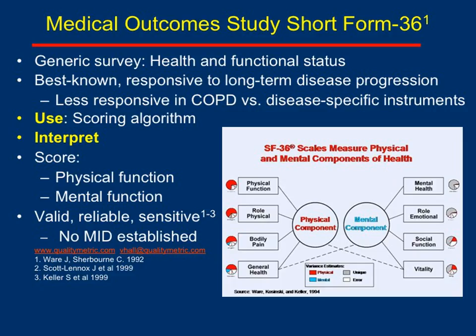To interpret the tool, you would score 2 main areas, physical function and mental function. And you can see on this slide what components make up those 2 areas. It is a norm-based tool. It's considered valid, reliable, and sensitive, but no change or specific change value has been established.